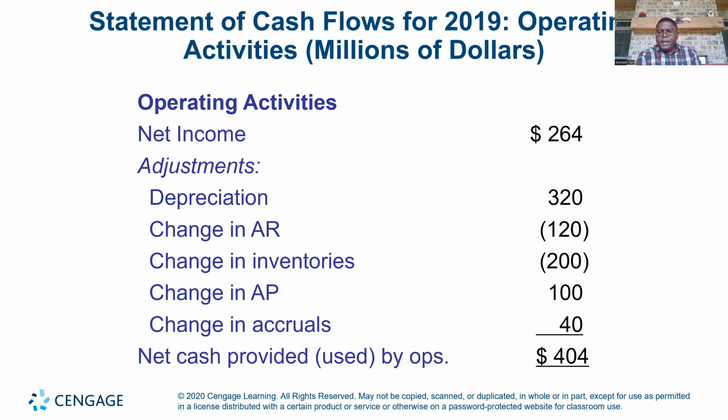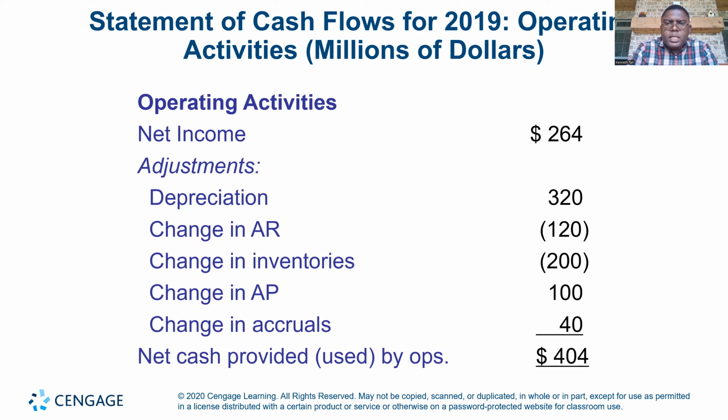Now they reflect on the statement of cash flow. So when we take the net income and we make adjustments, depreciation, and changes that are driven by working capital, that will give us the net cash flow by operating activity. So in this case, we have a positive cash flow from operations.